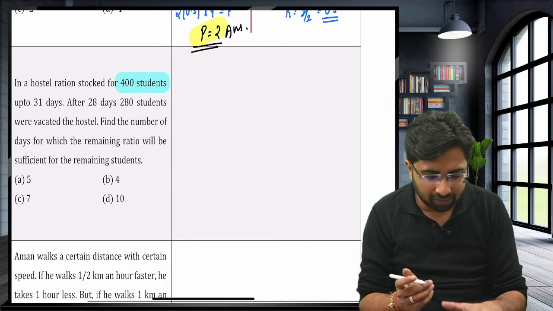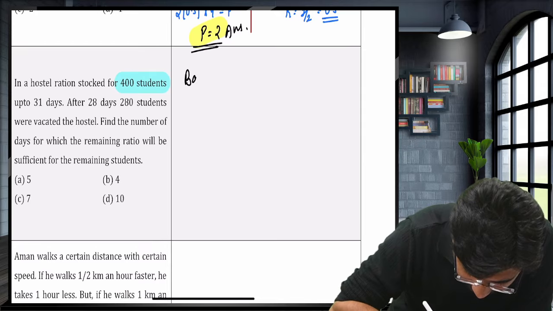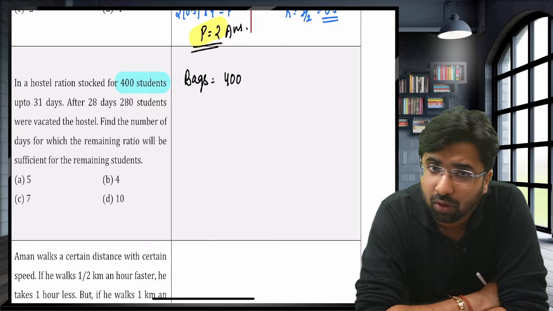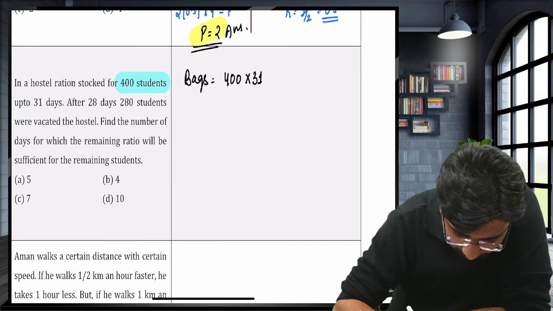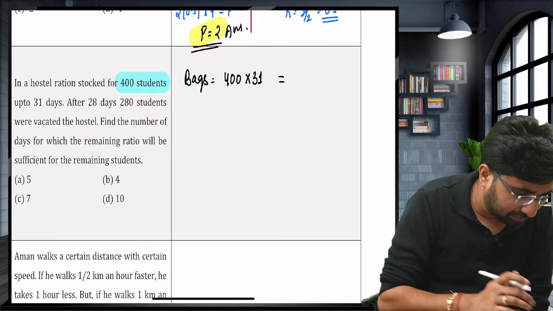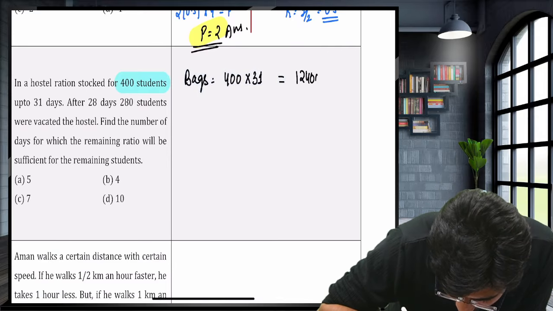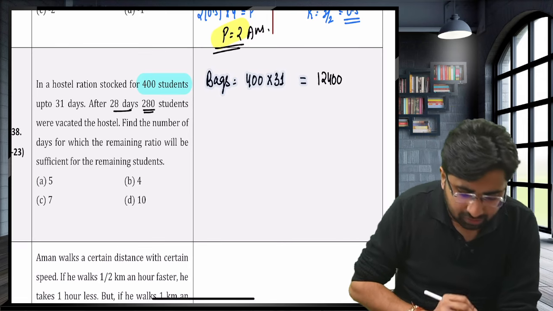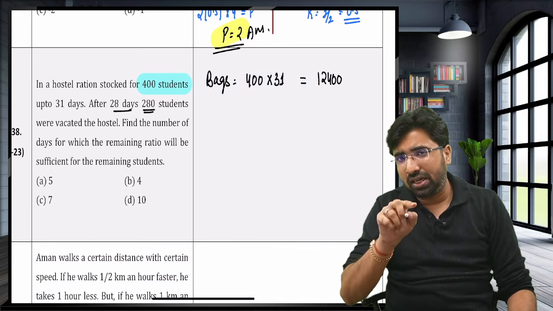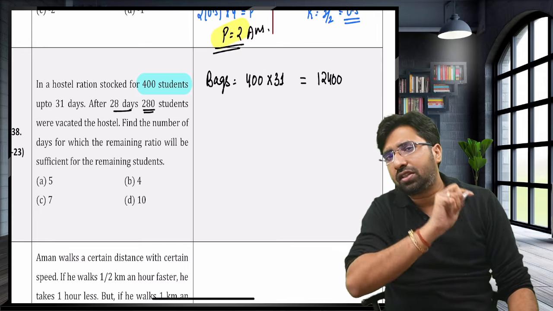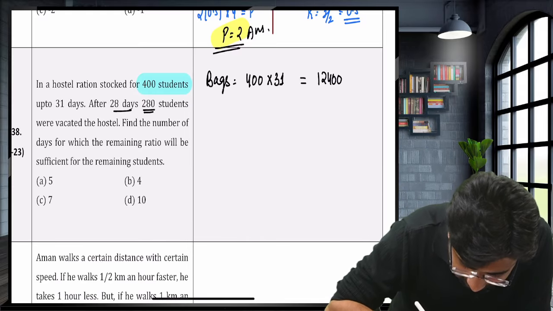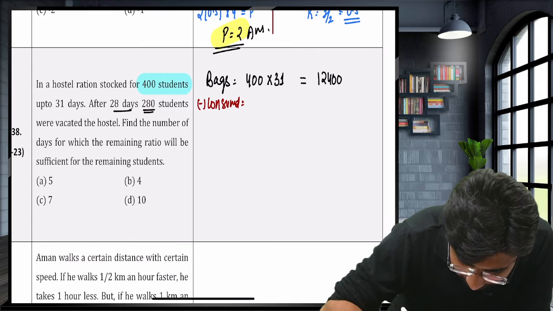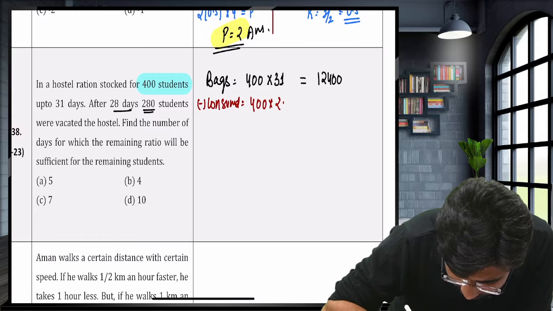So how many bags were we having? Sir, initially we had ration for 400 students for 31 days. Multiply 400 by 31, that is 12400 bags. Now, after 28 days, 280 students vacated. It means till 28 days, the entire 400 students had consumed the ration. So, minus consumed.